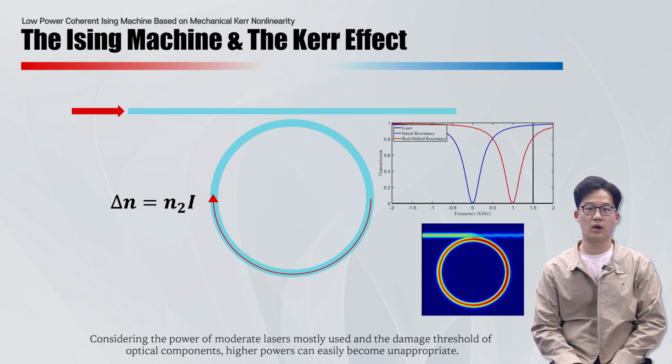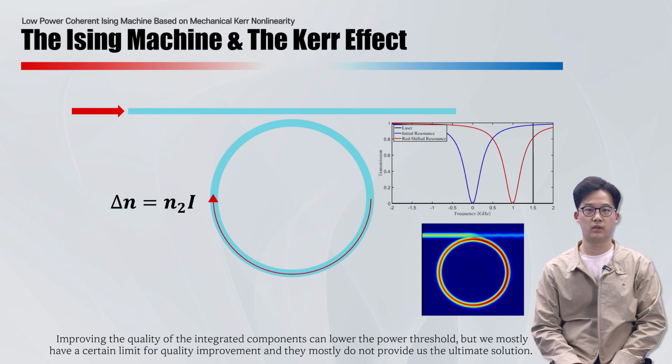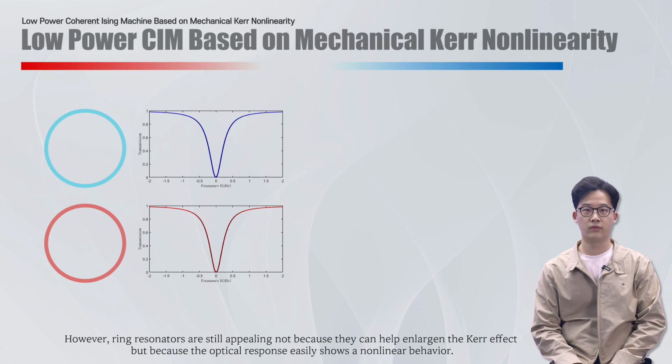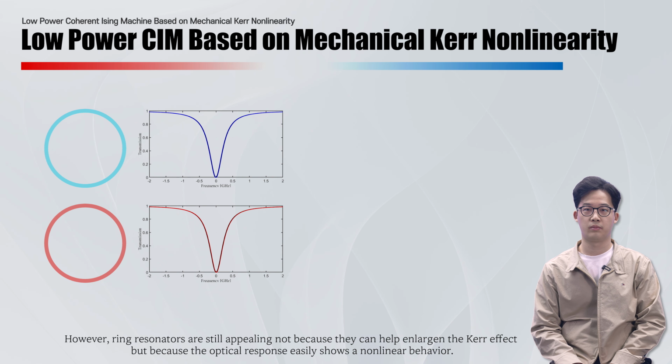Now, considering the power of moderate lasers mostly used and the damage threshold of optical components, higher powers can easily become inappropriate. Improving the quality of the integrated components can lower the power threshold, but there is mostly a limit to quality improvement, and it does not provide the ultimate solution. However, ring resonators are still appealing, not because they can help enlarge the Kerr effect, but because the optical response easily shows a nonlinear behavior.